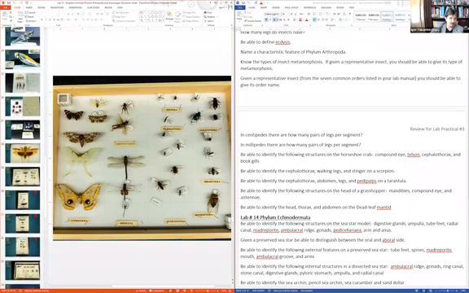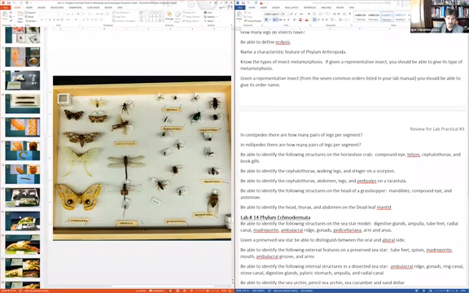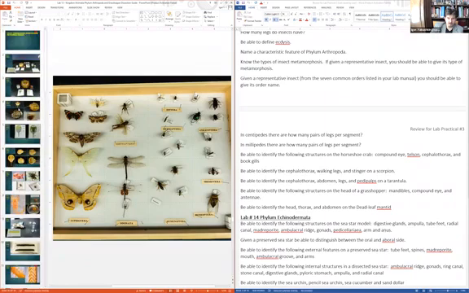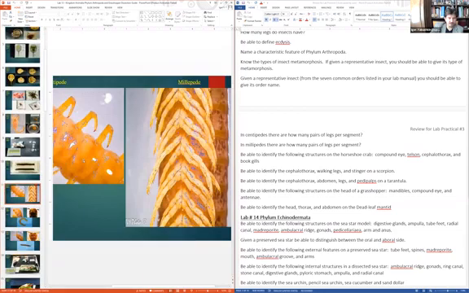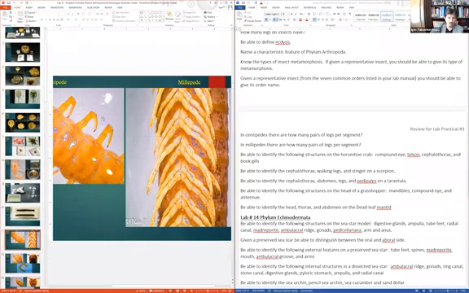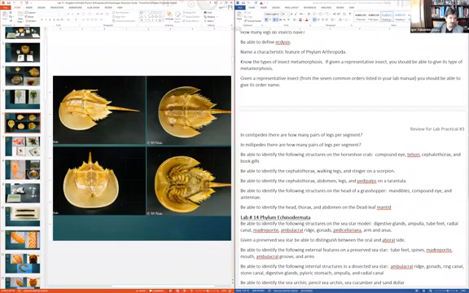Cephalothorax. Now we're going to the centipede. Centipedes, centi means 100, so in centipedes one segment will have one pair of legs, while one segment of millipedes has two pairs of legs. Identify the following structures on a horseshoe crab. Horseshoe crab: the cephalothorax, technically prosoma, the abdomen, opisthosoma, and the telson, that's the telson, not a stinger.